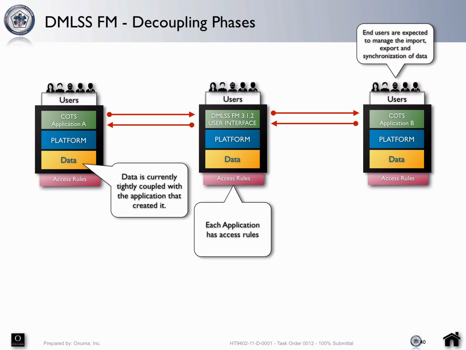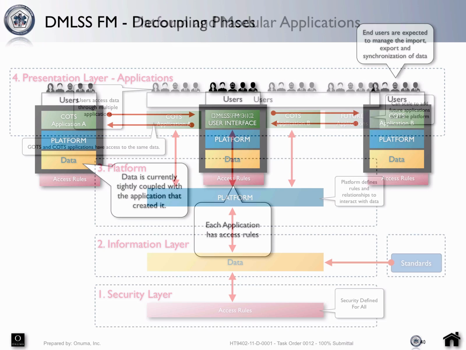The decoupling phase of DMLS: if you look at the current platform and the way that typical applications are built, it's a tightly coupled application. In other words, moving data from one application to the next involves importing and exporting data and having different levels of access rules and structure of data. So each application has to have its own way of moving data in and out.